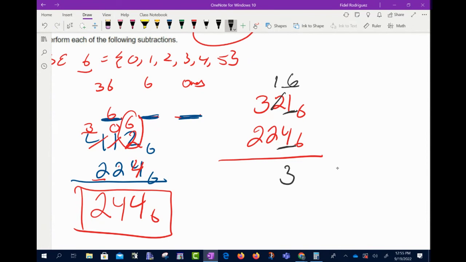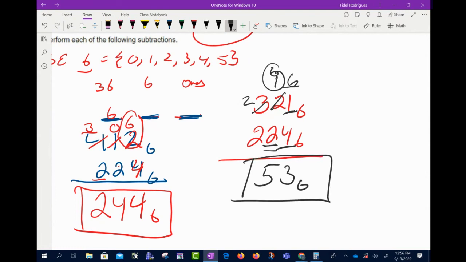Okay. I'm doing the same thing here. I'm trying to take away 2 from 1, and I can't do it. So I'm going to borrow 1 from here, and I'm going to have that other 1 right there. But remember, that 1 really is a 6, right? So 6 and 1 is 7. 7 minus 2 is 5. So 53 base 6, right? Because the 2 minus 2s, those cancel out.